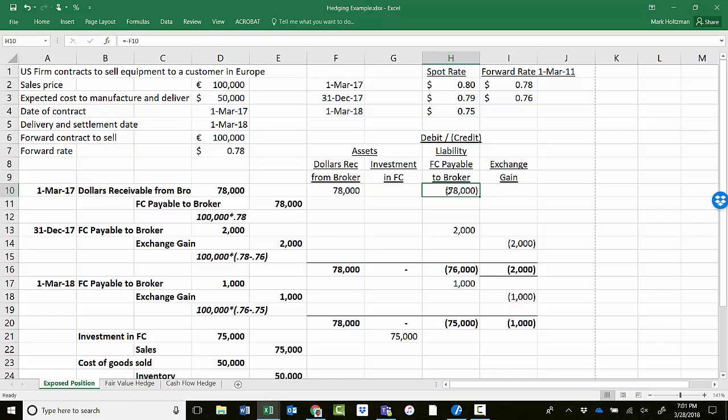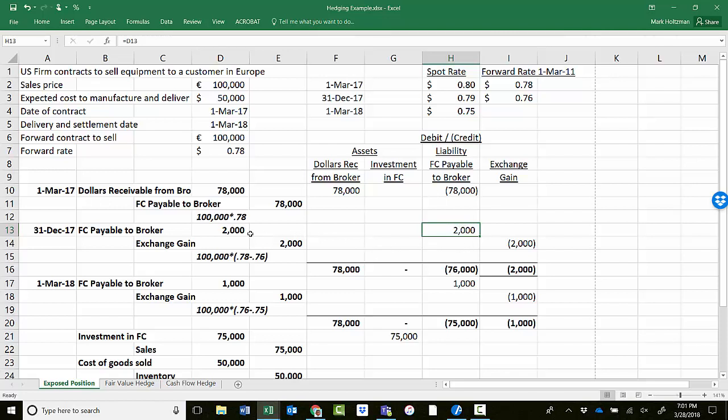So December 31st comes around, and the value of 100,000 euros has changed. The value of 100,000 euros has changed by March 1st to 76 cents, or $76,000. So that 100,000 euros I'm expecting to give up, which was once worth $78,000, according to the latest exchange rates on December 31st, is now worth only $76,000. So that would be a gain because the expected value of the amount I'm going to have to pay has gone down.